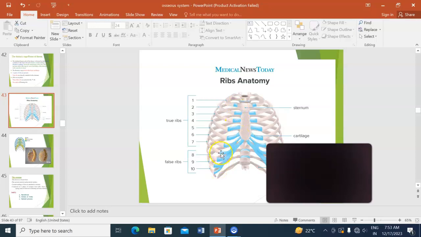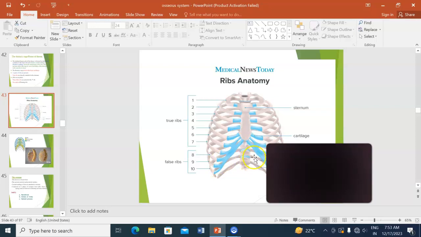Next are these 3 pairs of ribs, this 8, 9 and 10. As these 3 ribs are not directly attached to the sternum, they are called false ribs. But these 8, 9 and 10 ribs are attached here to the 7th rib. See, this one is the 7th rib. To this 7th rib, these 8, 9 and 10 are attached, hence they are called false ribs.